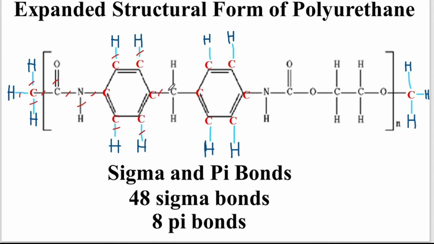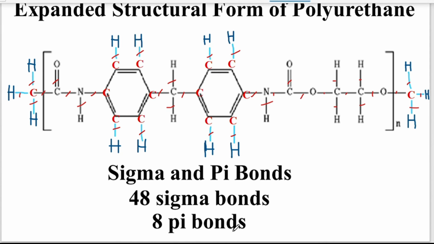We have 19, 20, 21, 22, and another benzene ring, so that's 22 plus 6, then we have 28. Plus here we have 29, 30, 31, and so on up to 48, and so we have 48 sigma bonds.